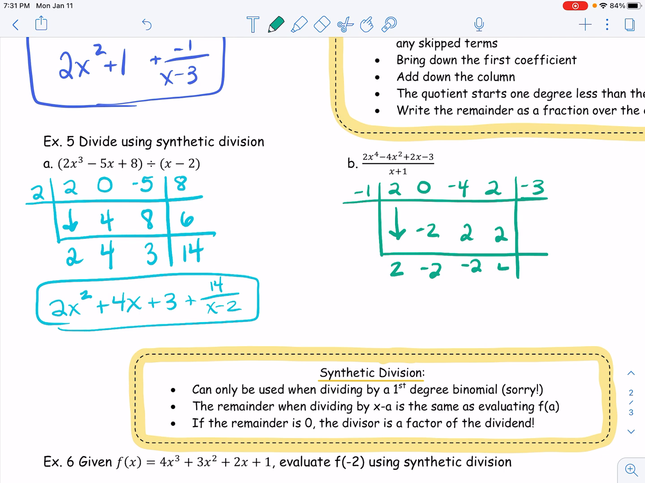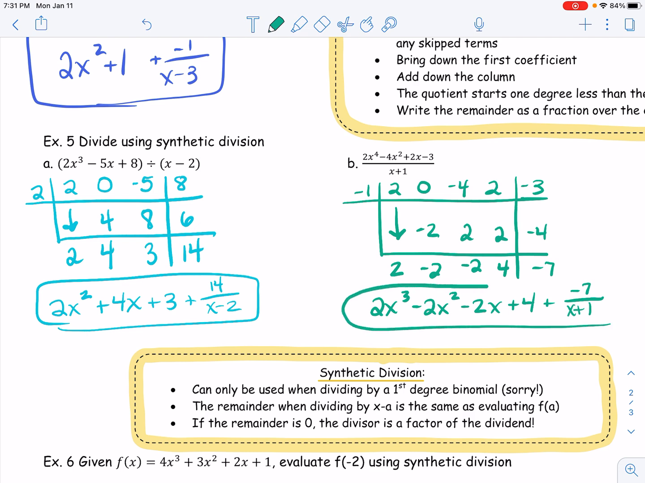Multiply. Add. Multiply. Add. So starting with 1 degree less, 2x cubed minus 2x squared minus 2x plus 4 plus a negative 7 over x plus 1. And there you have it. Really, really simple. Okay, so remember, for synthetic division, we can only use it when we're dividing by a first degree binomial, x plus or minus a number. Sorry, everything else is long division.